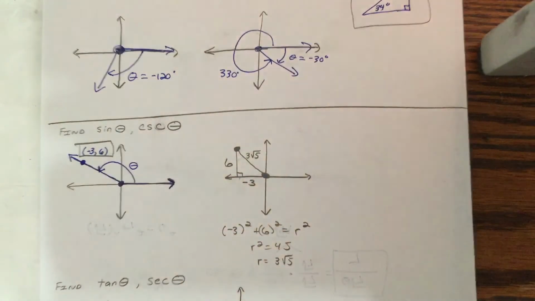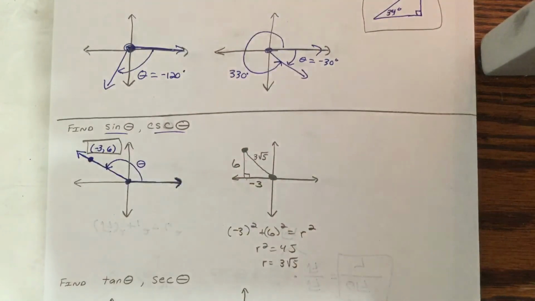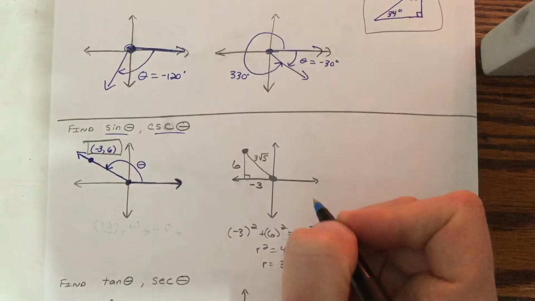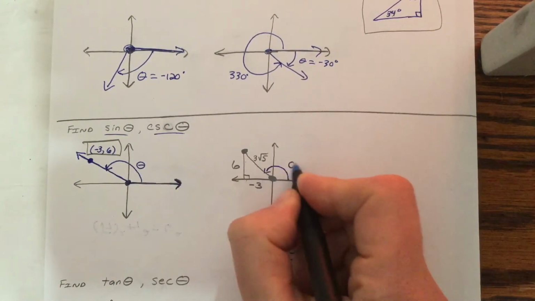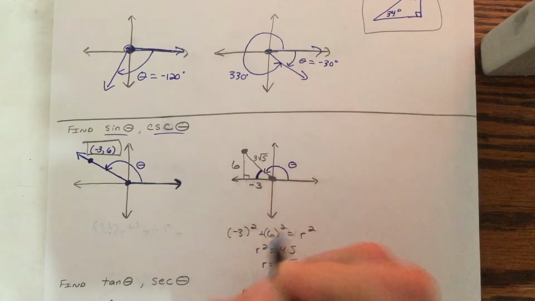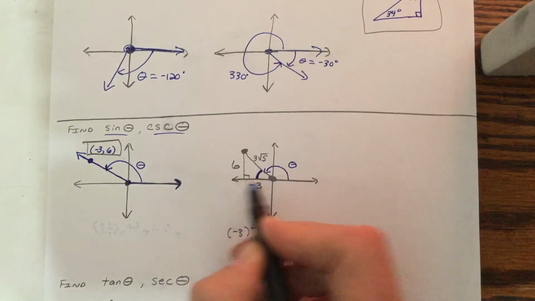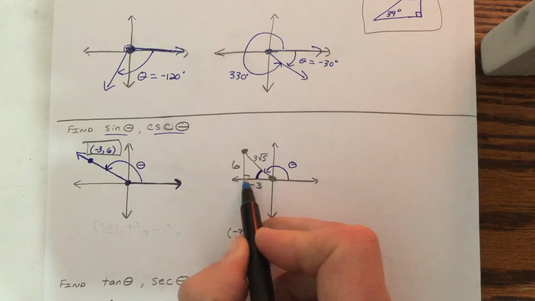So based on that information, we can now find the sine and the cosecant. And here's the cool thing. This is kind of getting a little bit ahead of ourselves, but what ends up happening here is this is theta. The angle that we're actually going to look at, though, is what we call a reference angle. The reference angle is going to be the angle formed by the terminal side, and in this case, the negative x-axis.